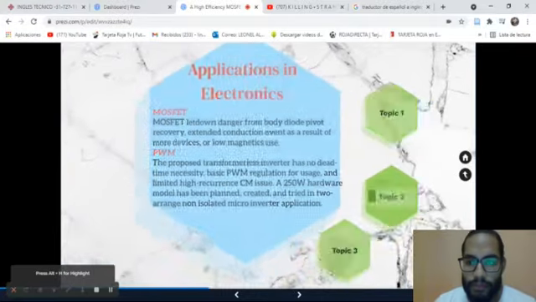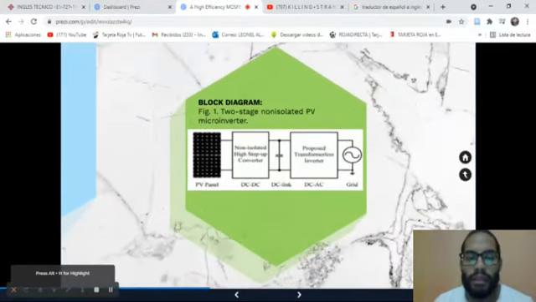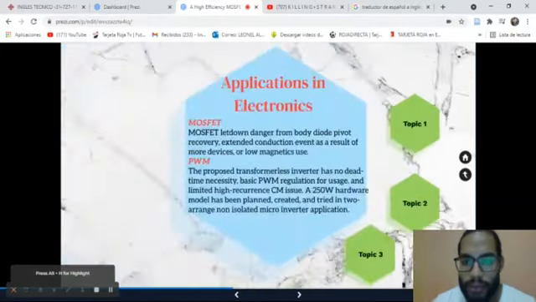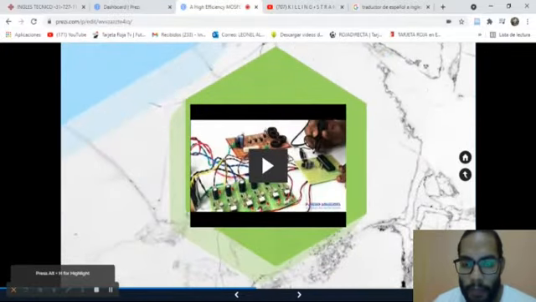The topic two. The block diagram, the two-stage non-isolated PV microinverter: the PV panel, the non-isolated high step-up converter DC-DC, DC link, and the transformerless inverter DC-AC. And topic 3.